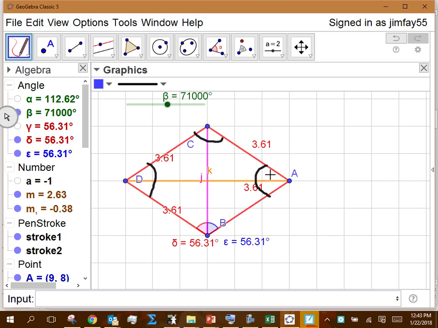Opposite angles of a parallelogram are congruent, aren't they? So angle CAB and angle CDB are going to be congruent. But because it's a rhombus, that diagonal is going to cut those angles in half. And that angle right there is going to be the same as that angle down there. Okay.